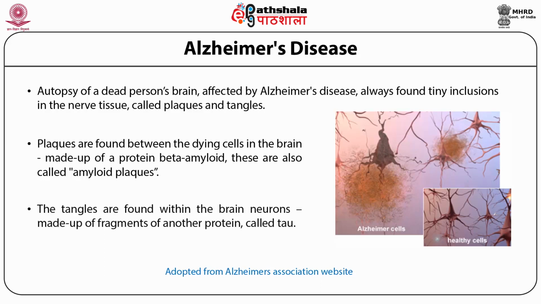Whereas the tangles are found within the brain neurons, and are made up of fragments of another protein called tau. So these two are made up of different proteins, and their locations are also different. The amyloid plaques are between the dying cells, and the tau tangles are found inside the neuronal cells.